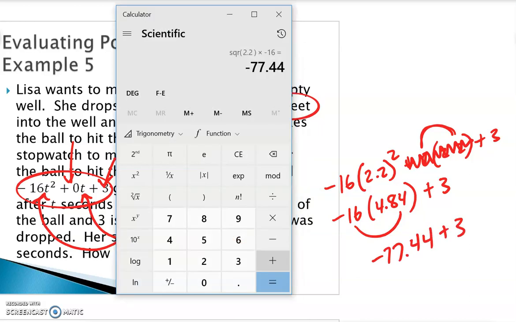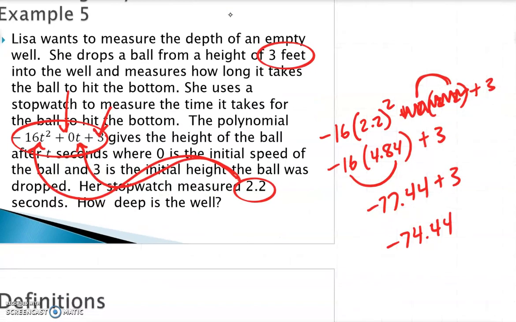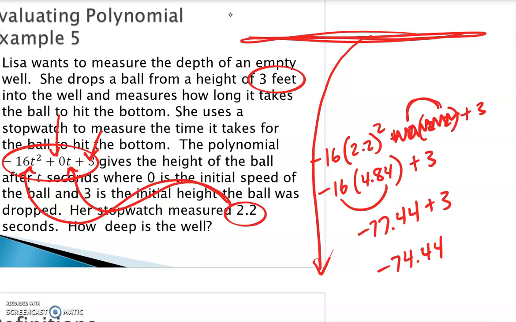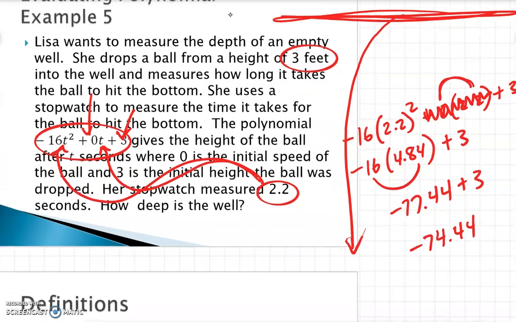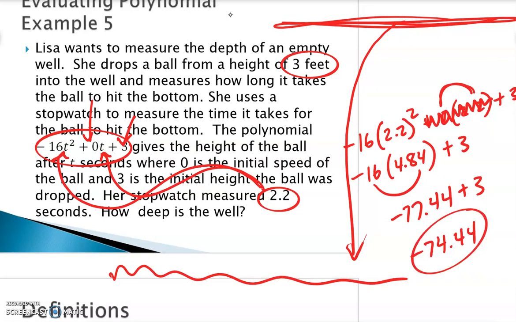So let's go back to our calculator and add 3. And that gives us negative 74.44. And the reason why we get a negative value is because the ball is being dropped, right? So that represents a negative value. If we're dropping it, negative elevation means that the ball is dropping, it's not going up. So you should write a complete sentence that says, you guys can write it, the ball dropped 74.44 feet when her stopwatch measured 2.2 seconds.